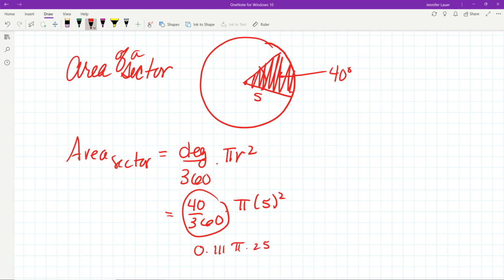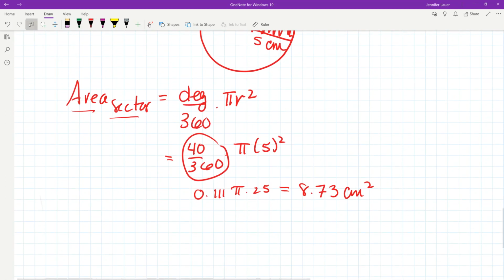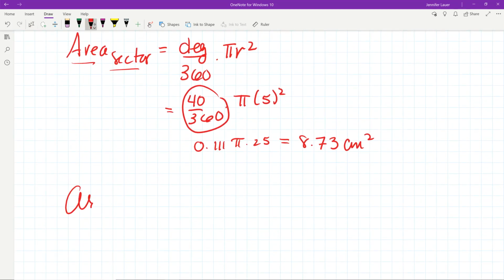So if I needed to put this into a calculator, I would say 0.111, or 40 divided by 360, times pi, and you can just hit that pi button on your calculator, times 25. This is going to give me the area of this sector to be 8.73, and let's say it's in centimeters. I'm going to say centimeters squared because it's still an area.